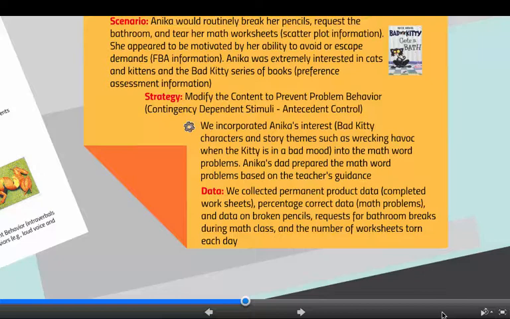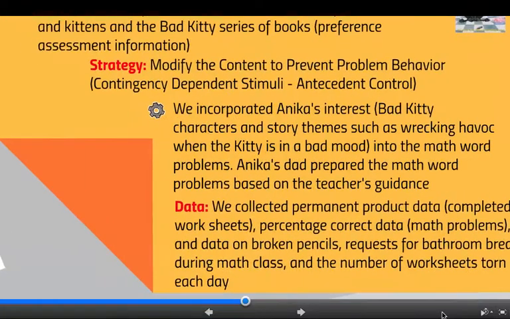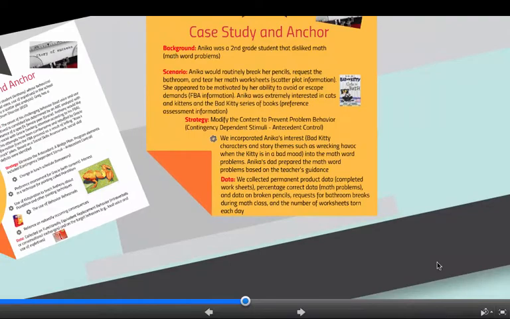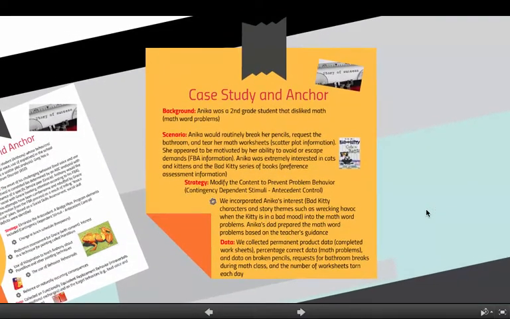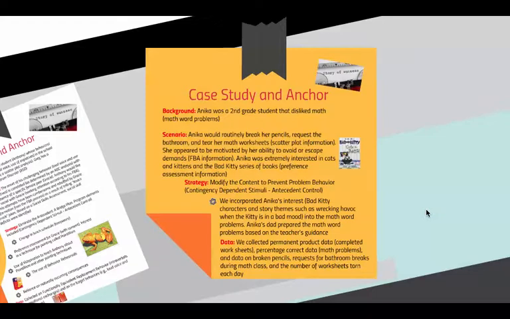The percentage correct went up to 100% with 0 incorrect answers, and all that information was validated through our data collection process. So there's a second form of antecedent control intervention, things that we did from an antecedent standpoint in order to work more effectively with Annika.